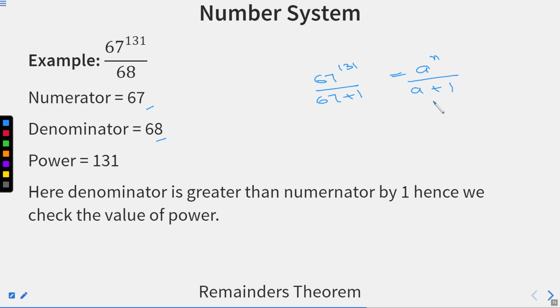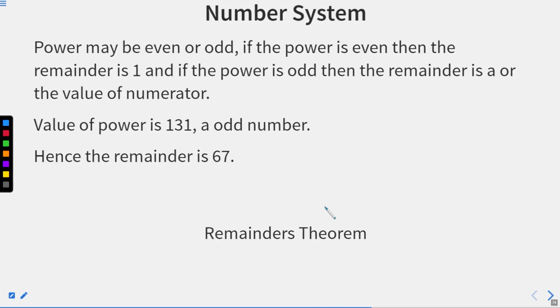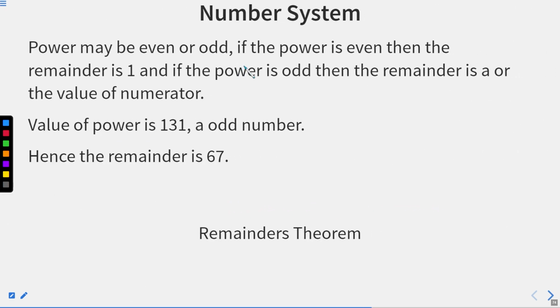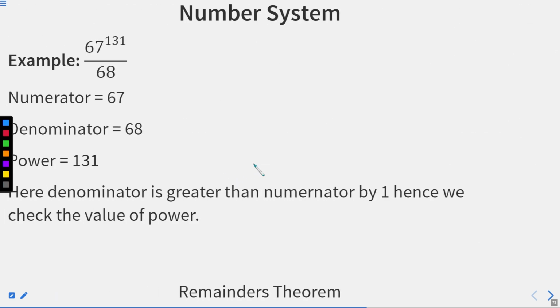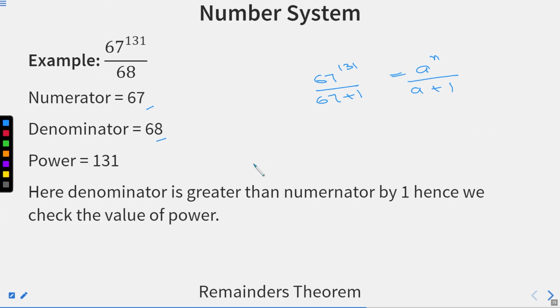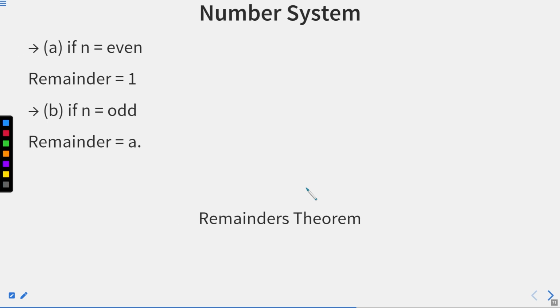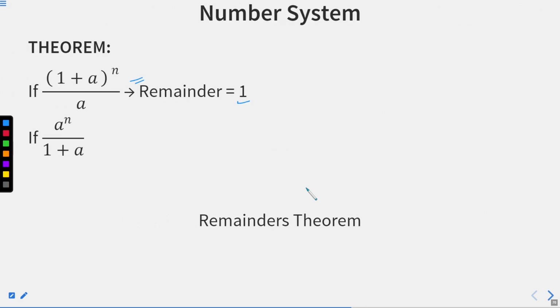So the final answer is going to be based on the result what we saw. Here denominator is greater than numerator by 1, hence we check the value of power. Since the power is odd, the value of power is 131, a is the odd number, hence the remainder is 67. Okay, so what you have to do here is just keep in mind this theorem.